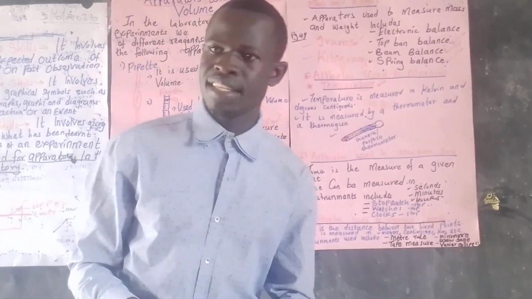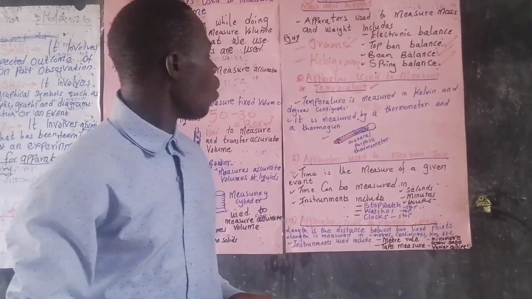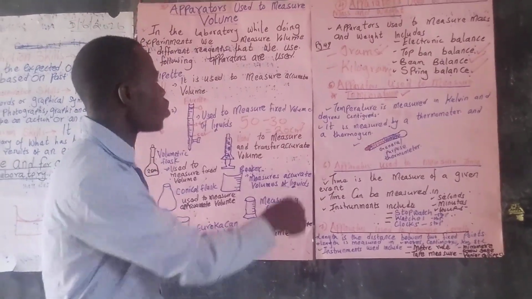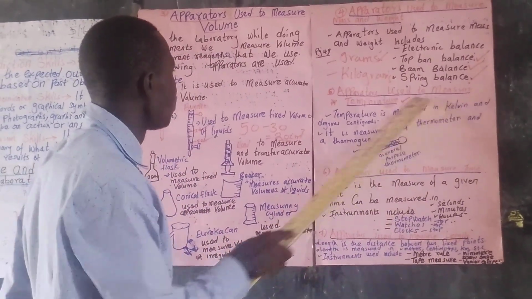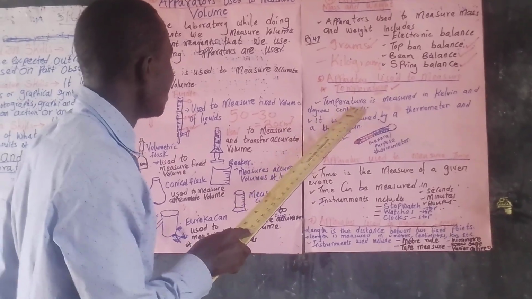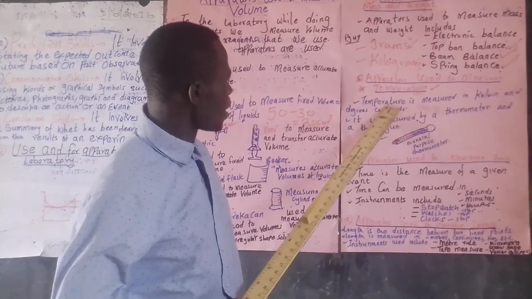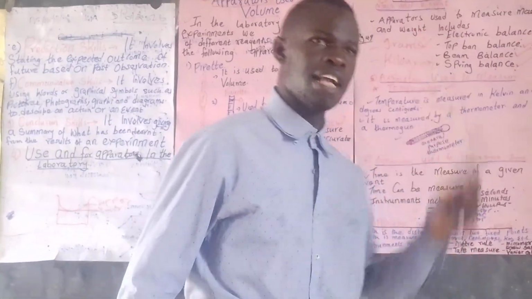We say that temperature is the degree of hotness and coldness of a place, an object, or a body. Now, to measure temperature, we use Kelvin and also degrees Celsius or centigrade. Remember, the SI unit of temperature is Kelvin.